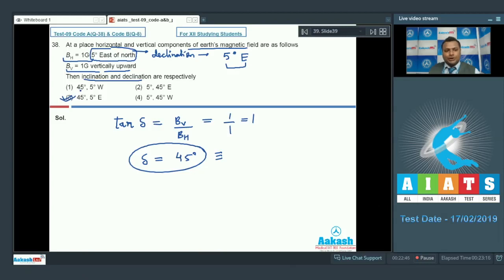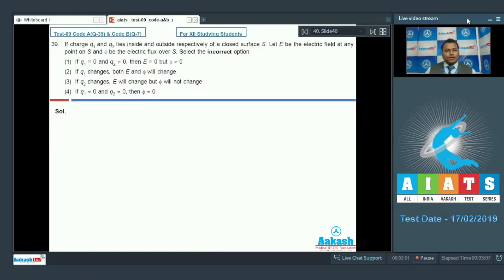Now let us proceed to the next question, that is question number 39. If charge Q1 and Q2 lie inside and outside respectively of a closed surface S, let E be the electric field at any point on S and phi be the electric flux over S, then select the incorrect option. We have to choose the incorrect option.